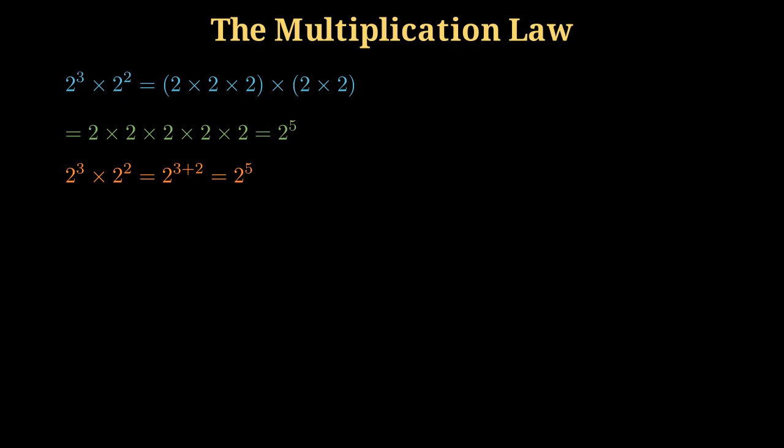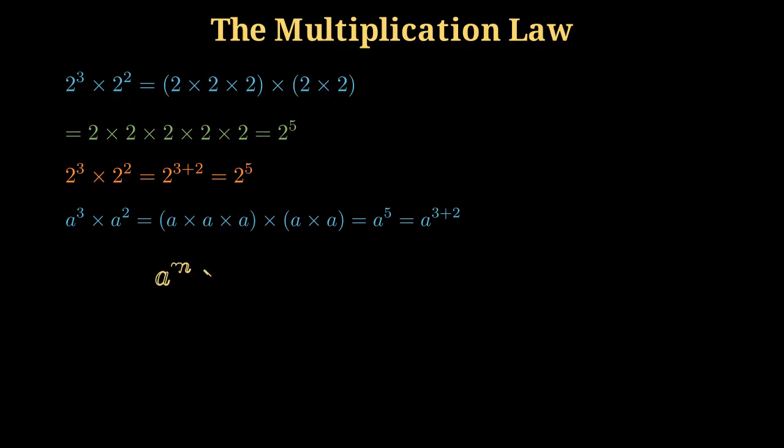Check it with real values. 8 times 4 is 32, which is exactly 2 to the power 5. It works for any base. a cubed times a squared, expand it. 3 a's times 2 a's is 5 a's. a to the power 5, and 5 is just 3 plus 2.